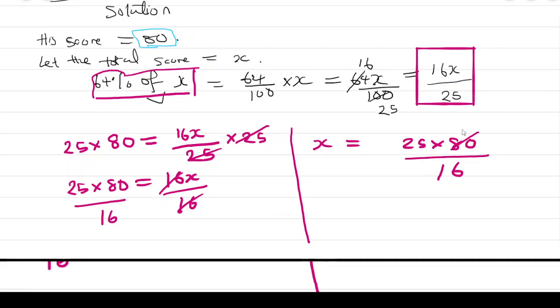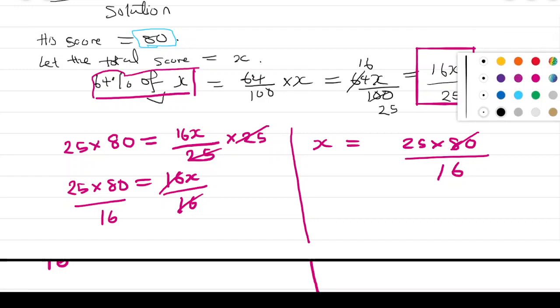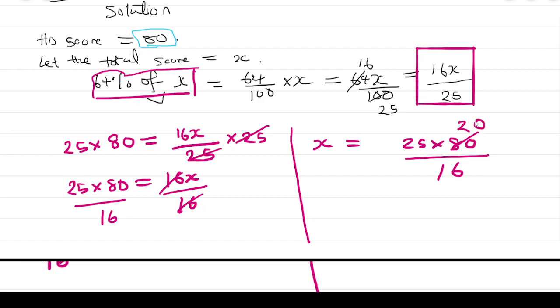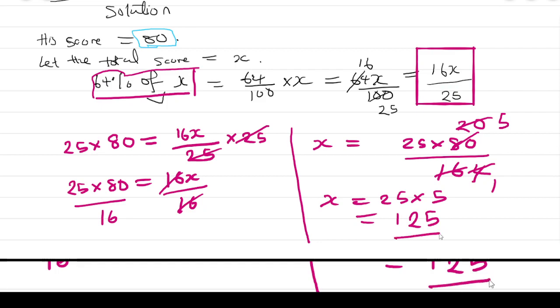Let's say 4 here can go. So 4 here would be 40. Sorry, 4 here would be 20, because 20 times 4 is 80. So here 4 here will be 20, and then 4 here would then be 4 as well. Extra 4 can go, 4 here 1, and then 4 here is 5. So in the end, x will then be 25 multiplied by 5. So this will be 125. So we have gotten the total score we were asked to find.